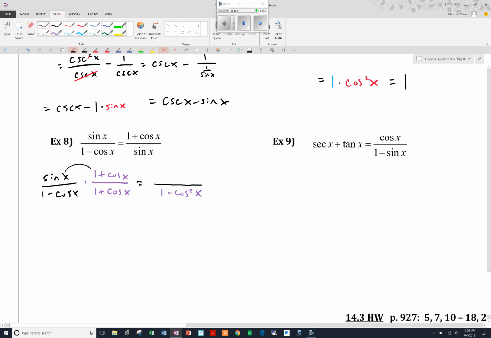Well, before you go distributing, what I'd like you to do is look up at the right-hand side, where we're trying to get to here. It has 1 plus cosine in it. So I don't want to distribute that, in other words. I want to leave that as sine times 1 plus cosine. And if you did distribute, that's fine. You can just pull it out later on. But I want to leave it like that because I want this to be a part of my final expression. Now the denominator, 1 minus cosine squared, we know becomes sine squared.